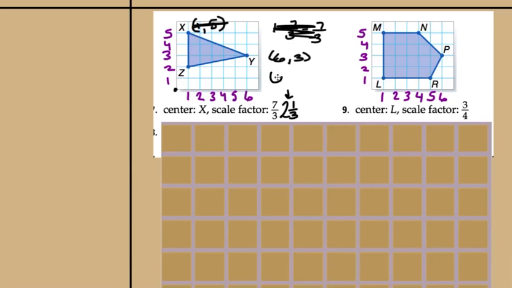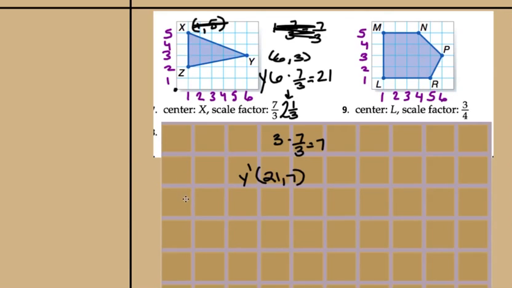So 6 times 7/3, you'll have to trust me on this, is going to be 21. And the other point is 3 times 7/3, and you'll have to trust me on this, the answer is going to be 7. So we'll have 21, 7 as the new point for Y, because that's what we were finding was Y. So the image of Y is there.